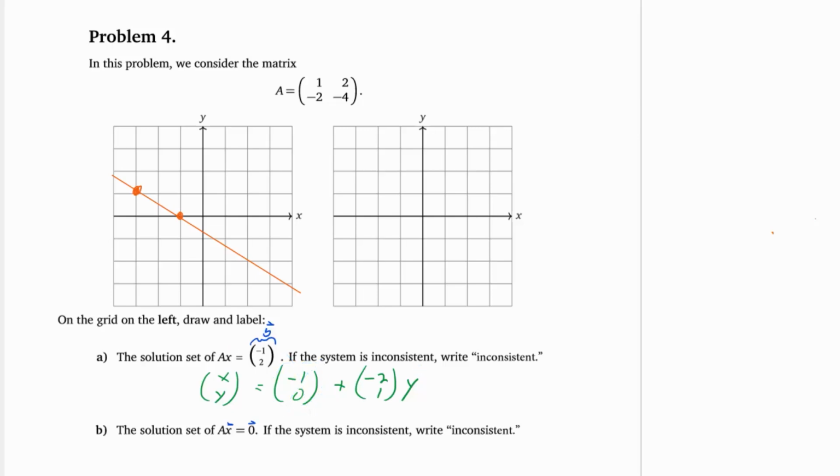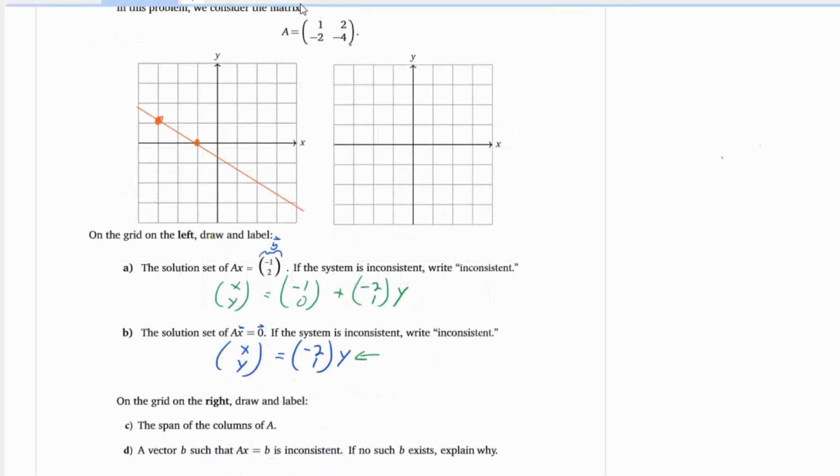We know that the solution to AX equals B is a particular solution plus the set of solutions to the homogeneous system. So all we have to do is delete that, and we've got our solution to the homogeneous system, kind of working backwards. So long story short, the solution to the homogeneous system is just going to be xy equals a scalar multiple of -2, 1. So if you graph this, it's going to have the same slope as the orange line that we just plotted in part A, but it's going to go through 0, 0. So it'll look something like this. So the green line is the solution to AX equals 0, and the orange line is the solution to AX equals B, where B is the vector -1, 2.